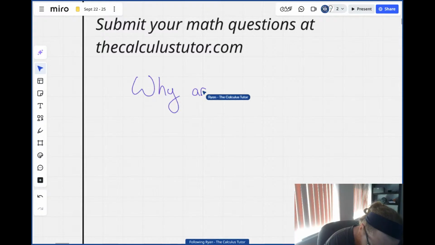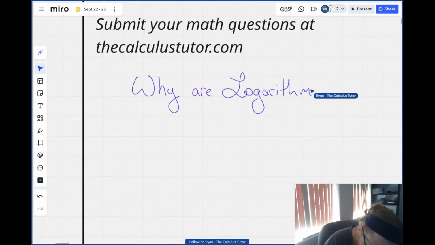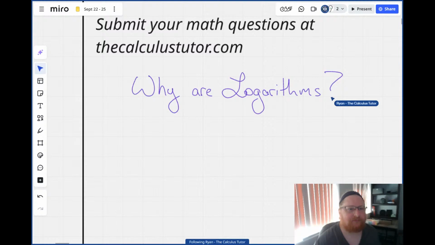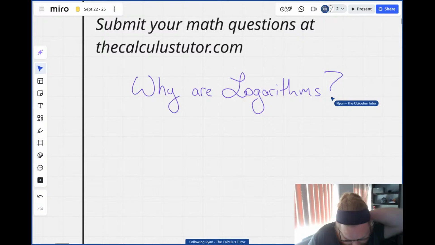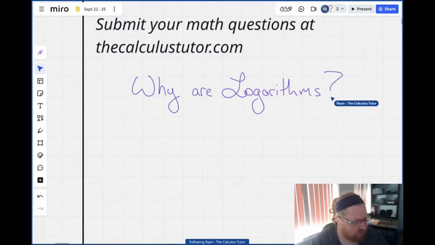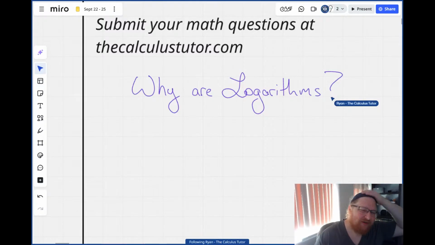Why are logarithms is what we're talking about. So maybe you don't even know what a logarithm is. Maybe you've heard of a logarithm. You don't remember really what it is. Maybe you've been using logarithms recently and you don't know what they are. That's sort of the only option for me when engaging with people.